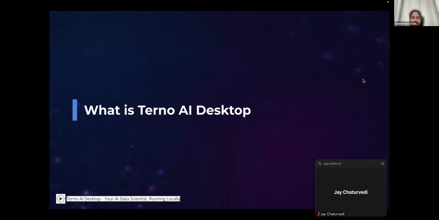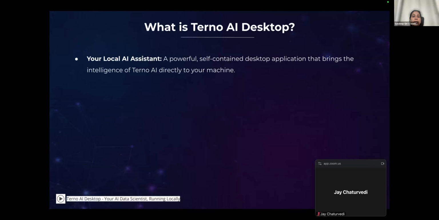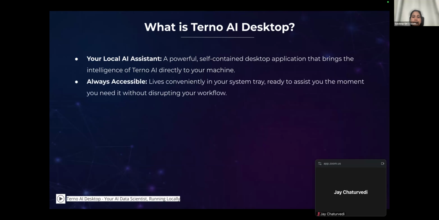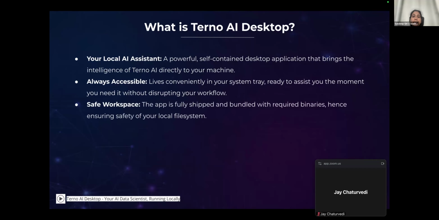So now coming to Turno Desktop. Turno AI Desktop is basically your local AI assistant. So Turno also has the web version, which is managed on our own remote servers. But Turno AI Desktop is something which runs entirely on our local desktops. So it is a powerful self-contained desktop application that brings the intelligence of Turno AI directly to our machine. It is always accessible, as in we can just click on the app, and the app is right away ready for us to do everything. It ensures a safe workspace because the app is already bundled.